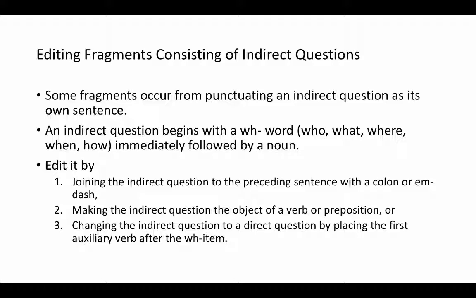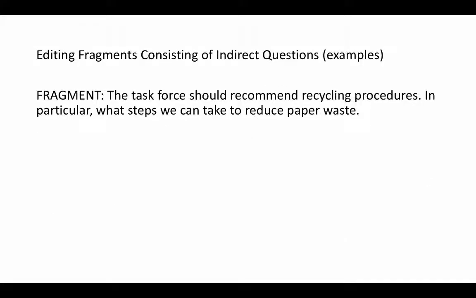Some fragments occur from punctuating an indirect question as its own sentence. An indirect question begins with the WH word, who, what, where, when, how, immediately followed by a noun. So there are a few ways to correct or edit this. Join the indirect question to the preceding sentence with a colon or em dash. Make the indirect question the object of a verb or preposition. Or change the indirect question to a direct question by placing the first auxiliary verb after the WH item. Now that's a little technical, so let's look at examples.